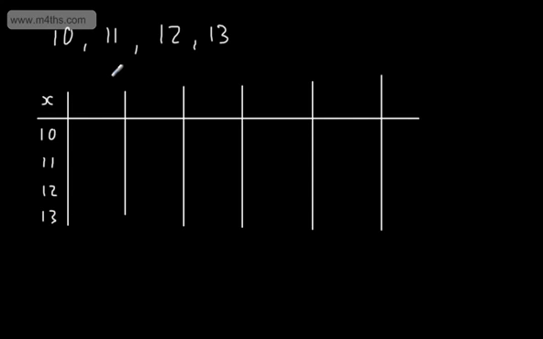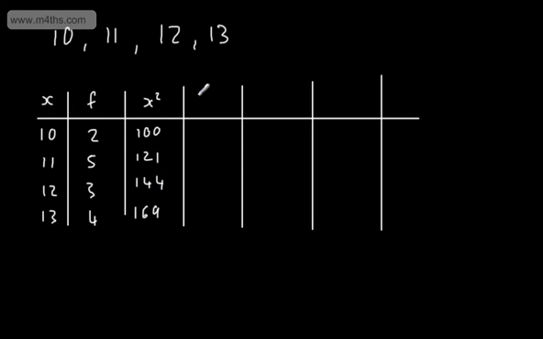Let's say we've got a frequency. Let's go for the frequency on each of these. Let's put 2, and let's make this nice and straightforward: 2, 5, 3, and 4. Now we can see quite clearly we've got x. Let's now put in x squared. So that's going to be 100, 121, 144, and 169.